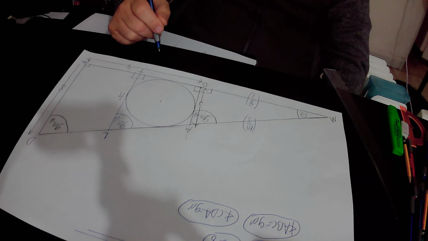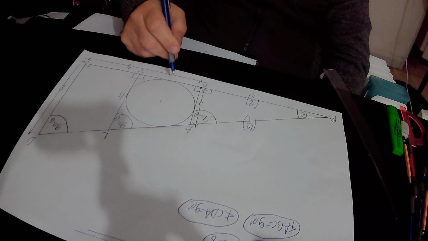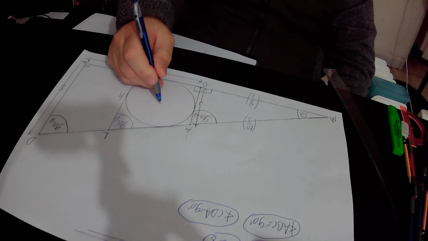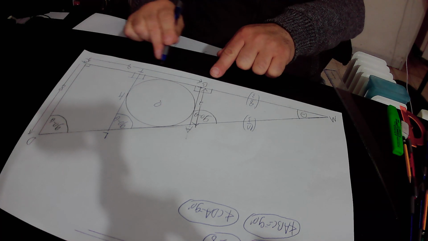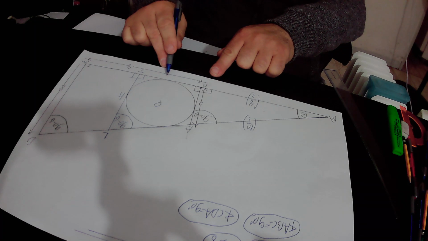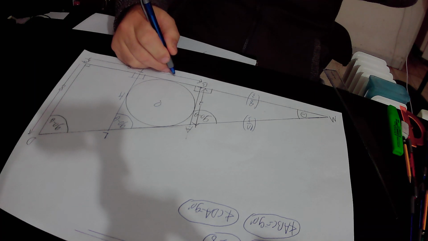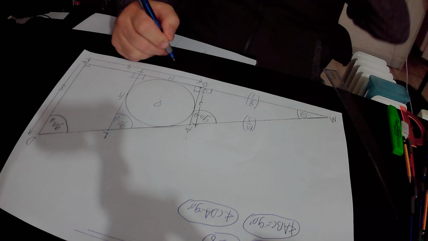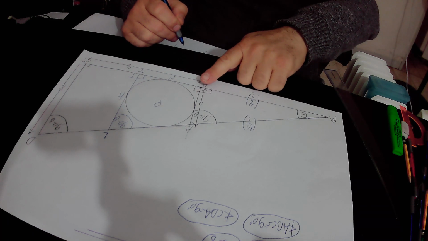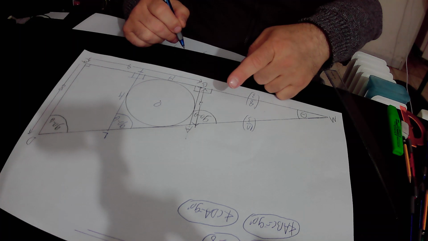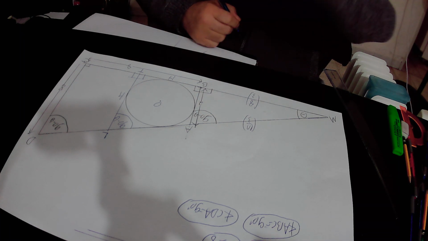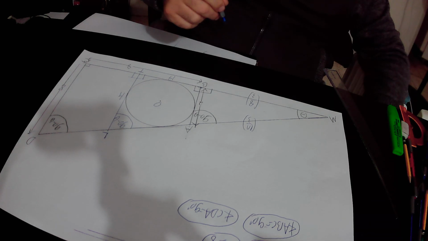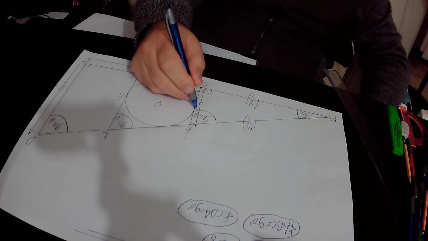In the next step, we will define the center of this circle, this point, as O. We will define the point of tangency of tangent PT with this circle as point H. And finally, we will define the point of tangency of tangent AB with this circle as point G.